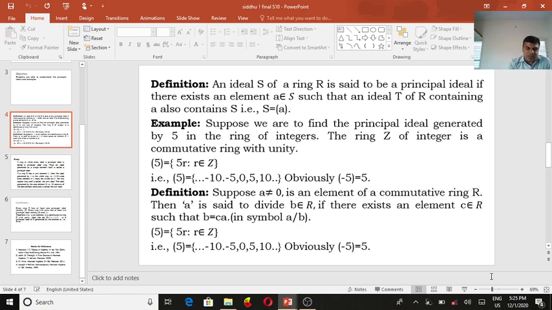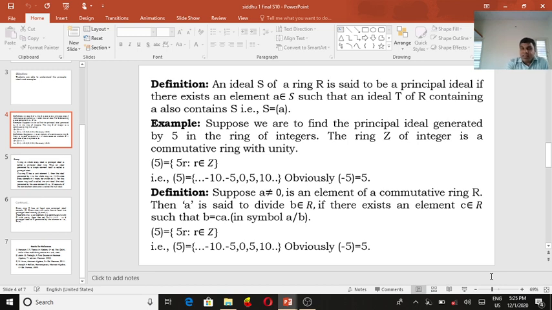Suppose I take a subset of this, say 5Z. What is 5Z? It is minus 10, minus 5, 0, 5, 10, etc. Here, 5 plays an important role. I am multiplying by 5, an element in Z, so we get minus 10, minus 5, 0, 5, 10, etc. So 5Z is a subset of Z, and 5 is the generator of this set.